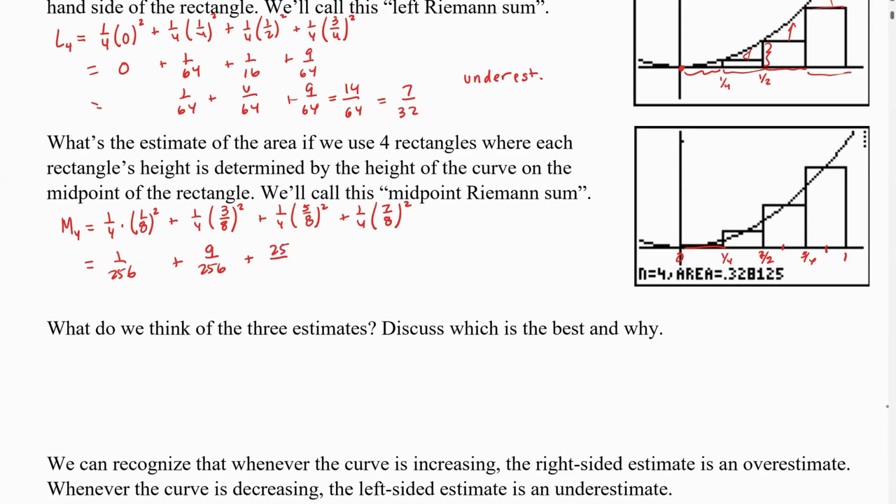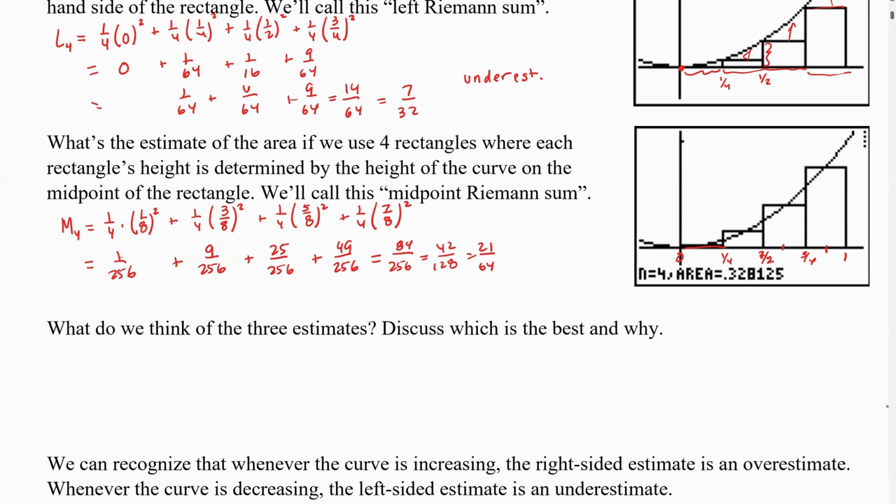This one's going to be 25/256. And the last one is going to be 49/256. So if we add those up, I've got 10, 10 plus 25 is 35, 35 plus 49 is 84/256, which ends up being 42/128, which ends up being 21/64.